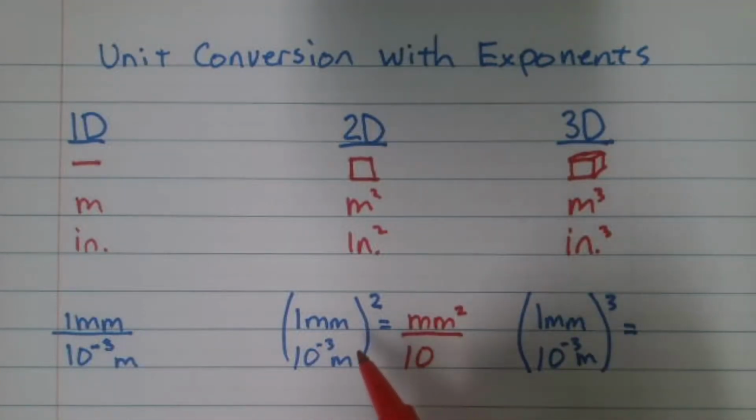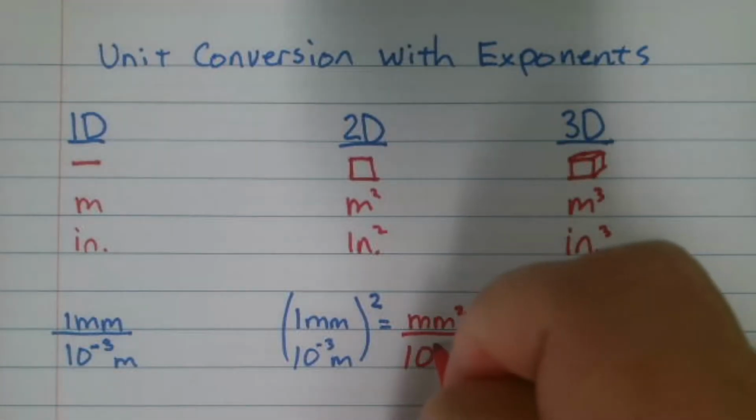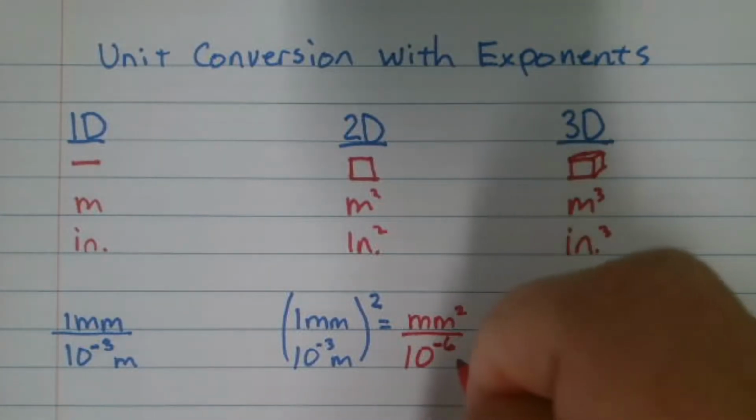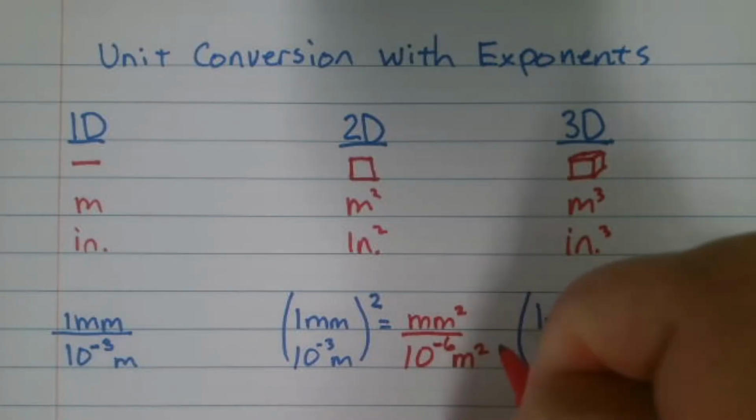Well, when you're dealing with exponents, we would go negative third. Raised to the power of 2 would be like negative third times 2. So really, we're just going to say negative 6. And since we're squaring it, that would be meters squared.